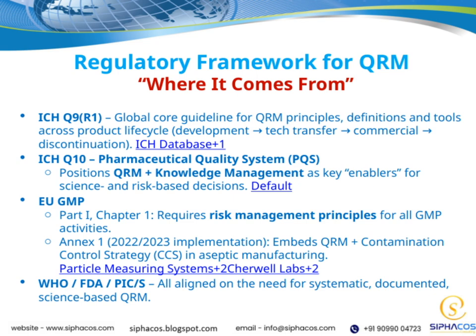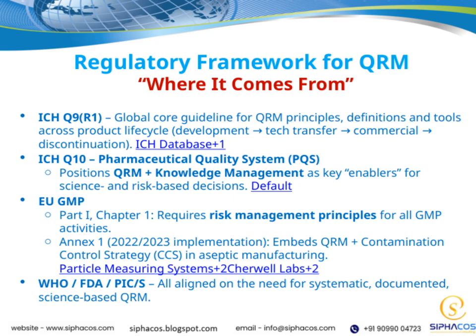Next, there's ICH Q10, which details the Pharmaceutical Quality System, or PQS. This framework emphasizes that QRM and knowledge management are key enablers, critical components that support science and risk-based decision-making throughout the product lifecycle. Moving to regional guidance, the EU GMP Part I, Chapter 1, explicitly requires the application of risk management principles for all GMP activities.